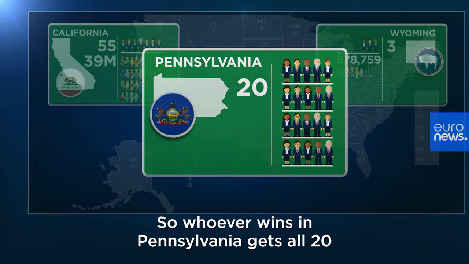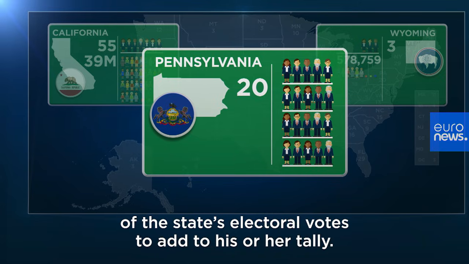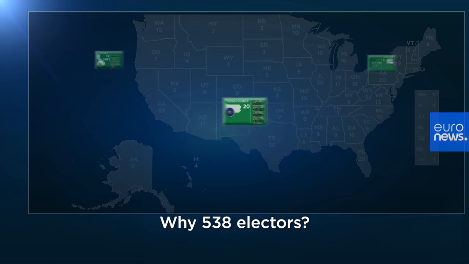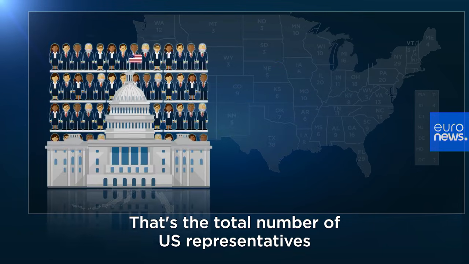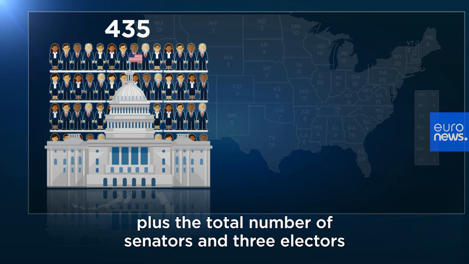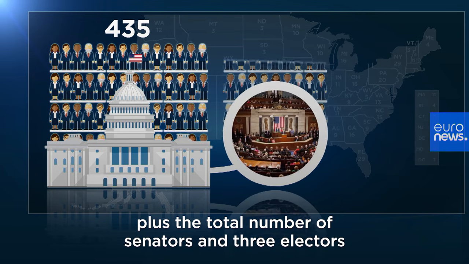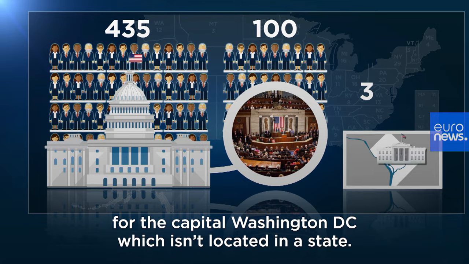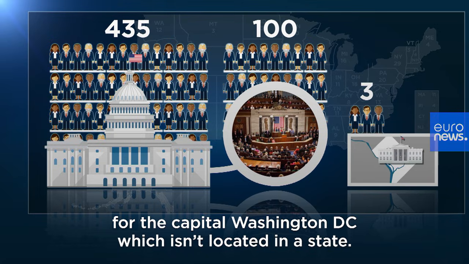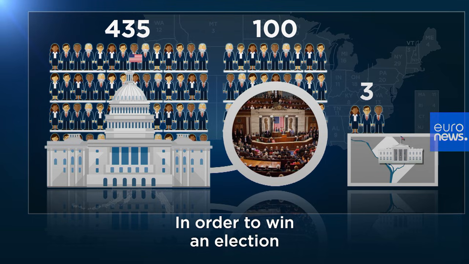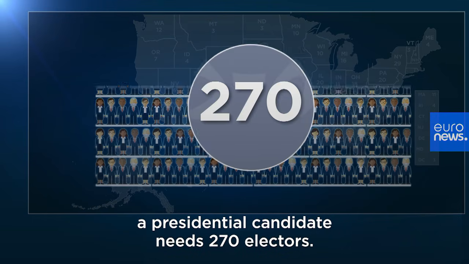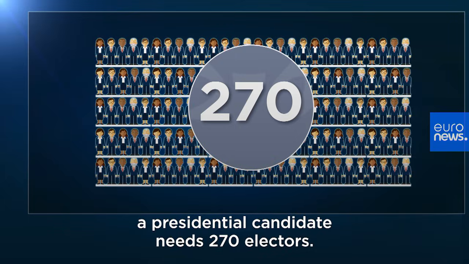So whoever wins in Pennsylvania gets all 20 of the state's electoral votes to add to his or her tally. Why 538 electors? That's the total number of U.S. representatives, plus the total number of senators, and 3 electors for the capital, Washington, D.C., which isn't located in a state. In order to win an election, a presidential candidate needs 270 electors.